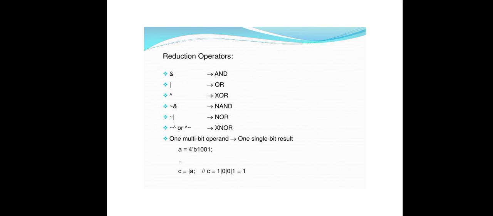Then next is the NAND gate, it is the opposite of AND gate. NOR gate, it is the opposite of OR gate. And then the last one is the XNOR gate, this is the opposite of the XOR gate. Then for example, a is equal to 4'b1010, c is equal to the reduction OR of a, that means c is equal to 1|0|1|0 is equal to 1, that means 1 plus 1 is equal to 1. This is the example of a reduction operator.